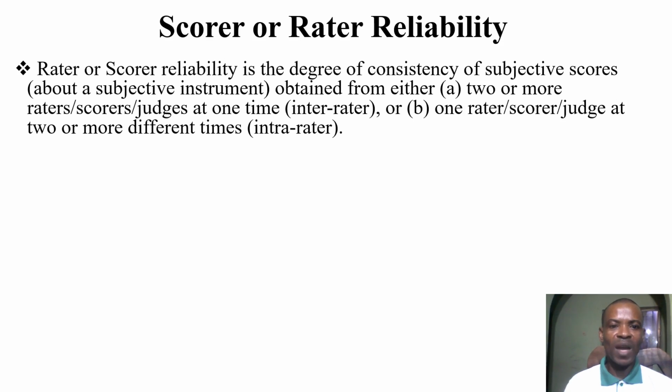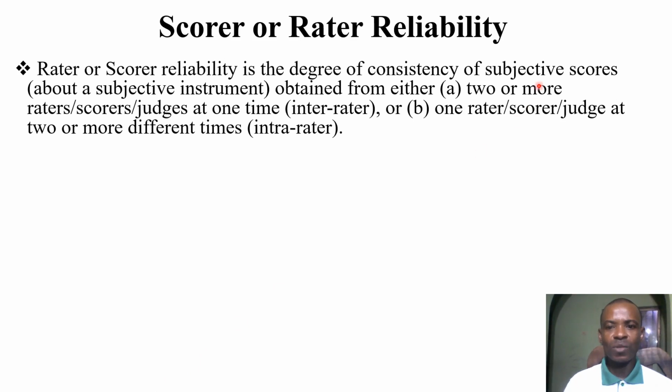It is simply defined as the degree of consistency of subjective scores from a subjective instrument. Those scores may be obtained from two or more raters at a particular time, that is, at one time. That is called inter-rater reliability. The scores may also be obtained from one rater at two or more different times. That is called intra-rater reliability. That makes two types of scorer reliability.